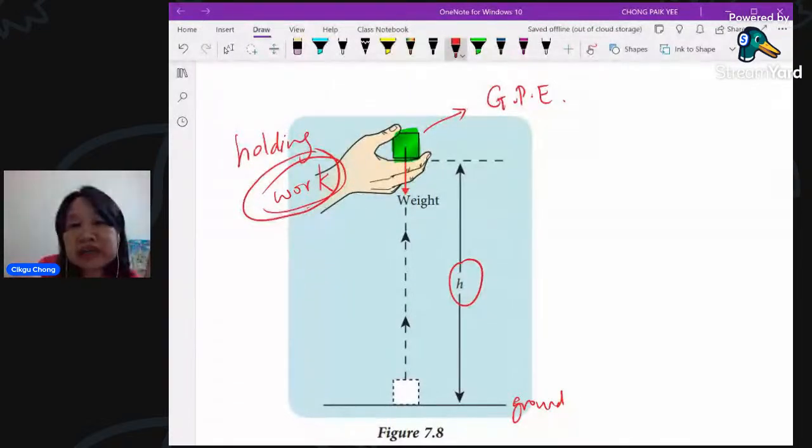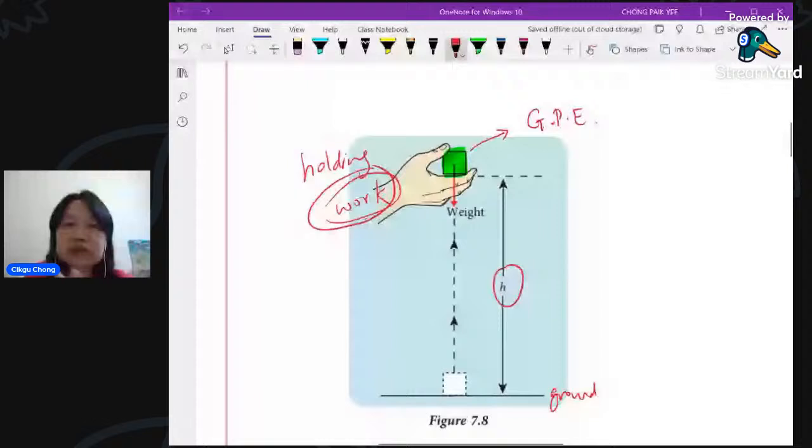And how to calculate the G.P.E? I'll give you a formula. So now let's look at G.P.E first. The other one I will let you know later. The other type is elastic. All right, let me go to gravitational first before you get confused.